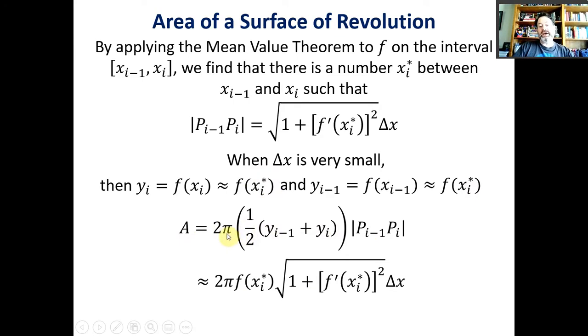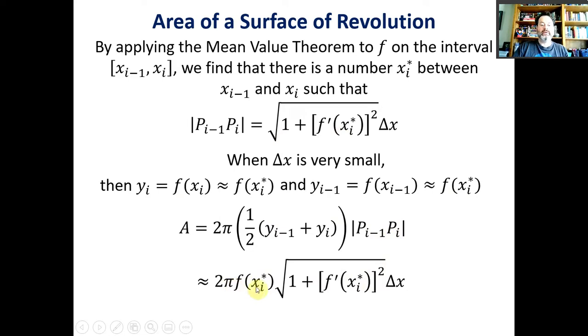Right? So the 2 pi stays. Then we have 1/2. This becomes f of xi star. This becomes f of xi star. We're just saying that the upper and lower endpoints are getting closer to this number that the mean value theorem predicts. So a number plus itself just makes 2 of them. So the 1/2 and the 2 cancel, and you're left with just f of xi star. And this whole thing just becomes delta x. Right? It's the whole radical, right?